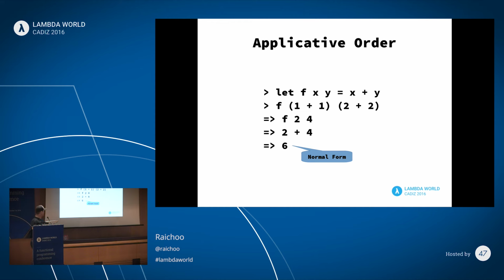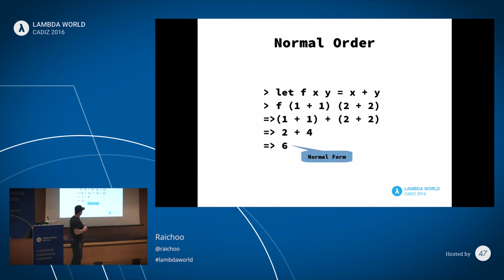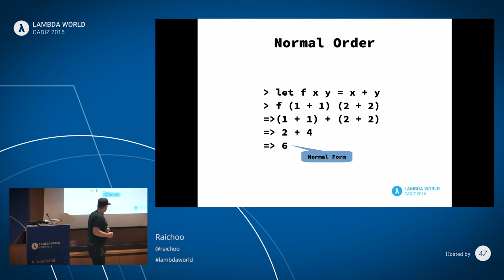This is not the only way we can do this. In fact, there are a lot of ways to do that. But first, let's look at something that's called normal order. The first thing was applicative order, if I didn't say that. So what we do here, we basically don't compute the values before we pass them to the function. We just substitute in the computations as a whole thing. And then we evaluate this. So in the end, we get the same result. This is pretty good.